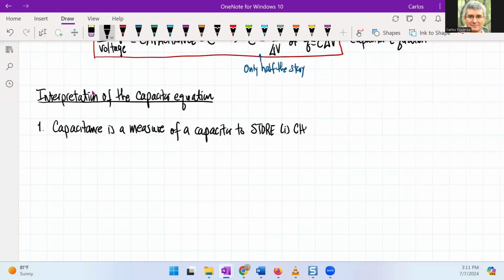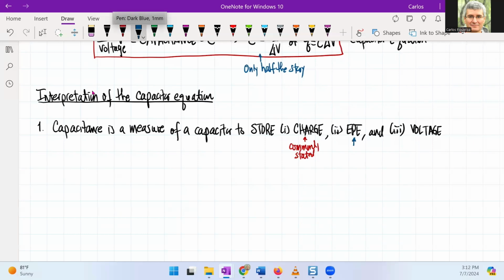One, people say it stores charge. Two, it stores electrical potential energy. And three, some people say that it actually sets up a potential field, that it stores voltage. So I would say that this is probably the most commonly stated, but I prefer to talk about energy.